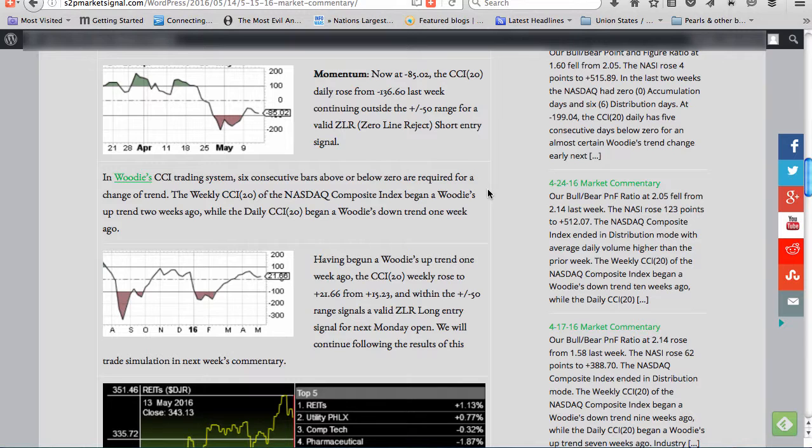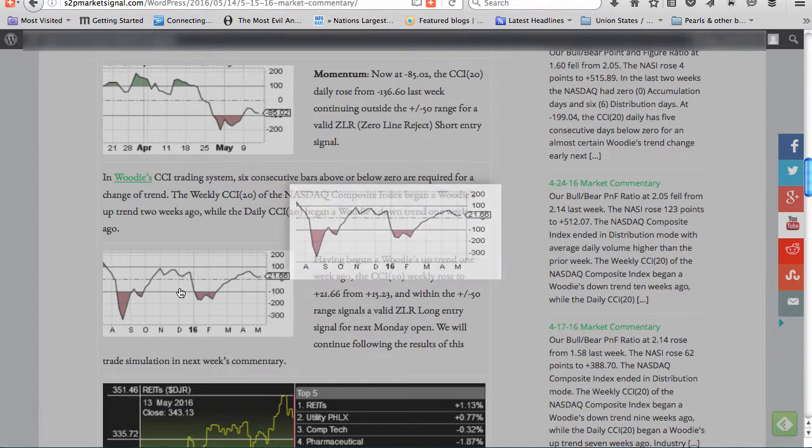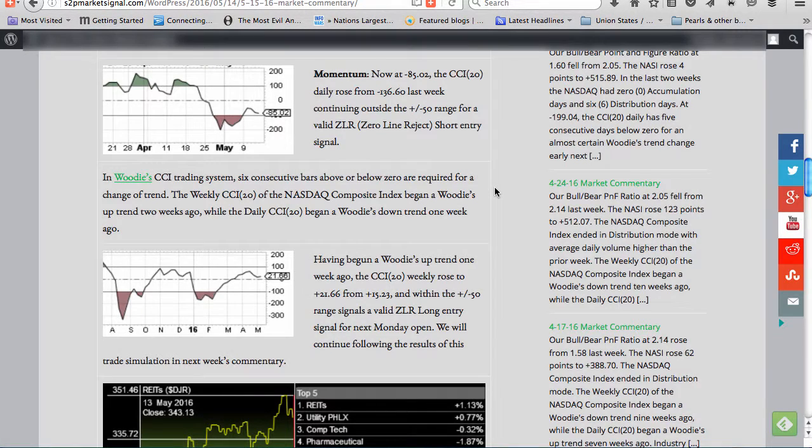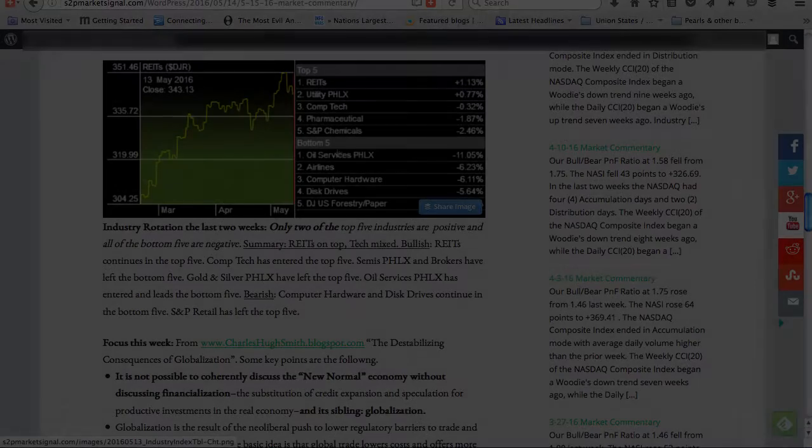The weekly CCI 20 of the Nasdaq Composite Index began a Woody's uptrend 2 weeks ago, while the daily CCI 20 began a Woody's downtrend 1 week ago. Having begun a Woody's uptrend 1 week ago, the CCI 20 weekly rose to a positive 21.66 from positive 15.23, and within the plus or minus 50 range signals a valid zero-line reject long entry signal for next Monday open. We will continue following the results of this trade simulation in next week's commentary.